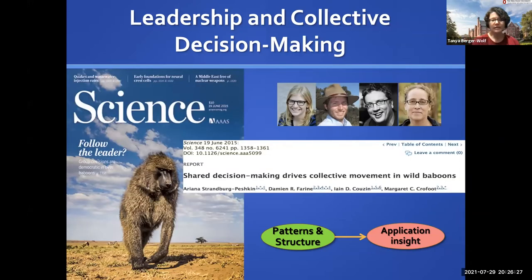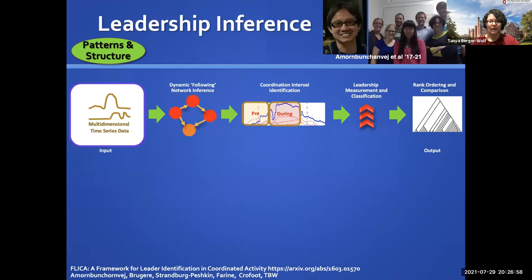Biologists, using other data and other approaches, hypothesized that it is shared decision making that drives collective behavior and collective movement, specifically in wild baboons. Fantastic. So let's look at how we might answer this question using computational network analysis. We proposed a leadership inference framework. This was done by Chaitra Amorim-Bacharevi, one of my former PhD students, in collaboration with the entire group.